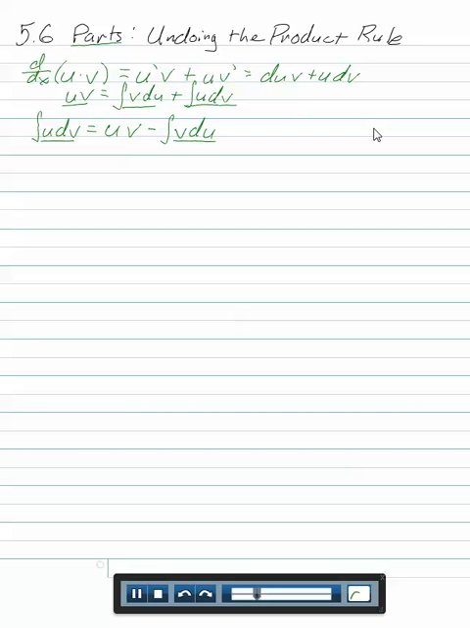So let's start with an example. We're going to take the integral of x times sine x dx. Okay? In this problem we've got to pick a u, and we'll talk about its derivative, and we're going to pick a dv, and we'll talk about its integral. Now how do we choose it? That's the most important thing.